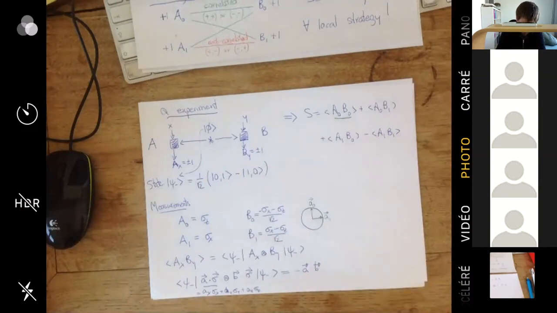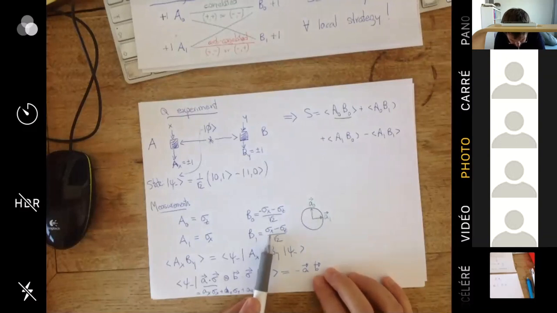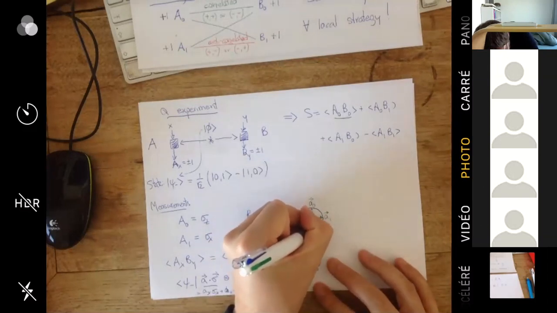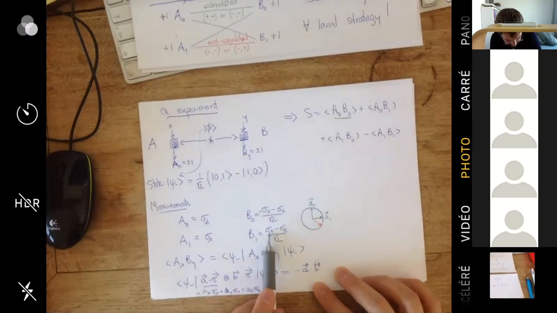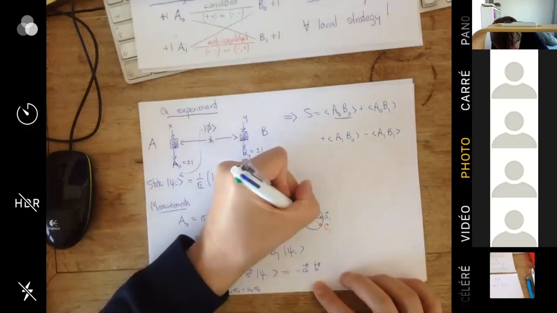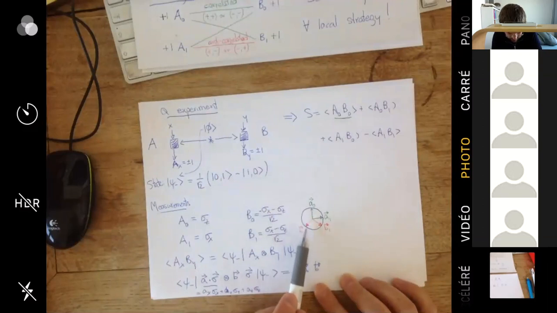Maybe let me draw Bob in red. So Bob's measurements are X minus Z, which is here. You see, this is intermediate between X and minus Z. So minus Z would be here, X is there. So indeed, B1 is here. And then B0 is in fact here. B0 is intermediate between minus Z, which is here, and minus X, which is there. So it's here in the middle.